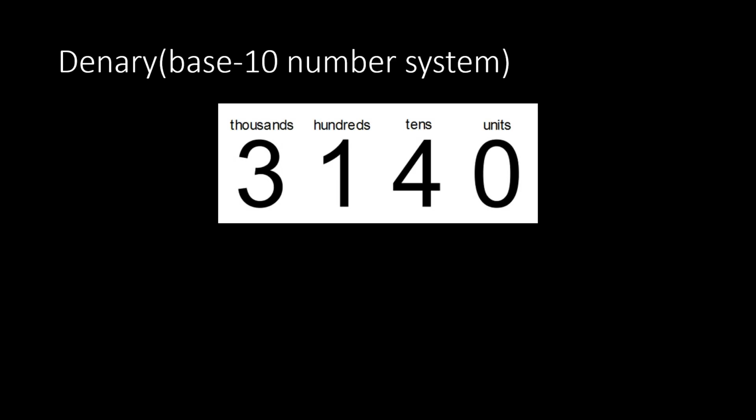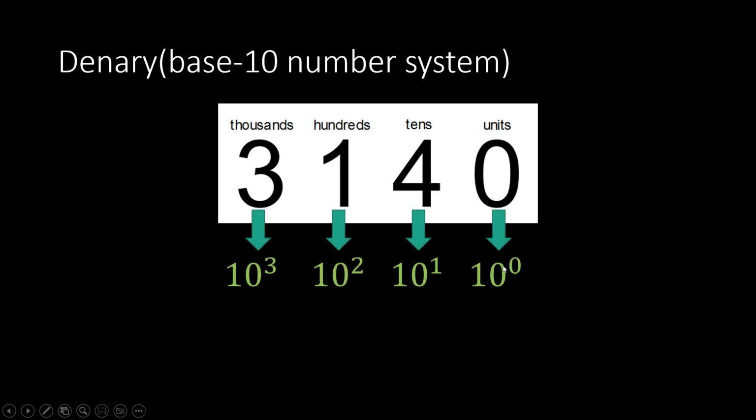Denary is a system that we are most familiar with. Imagine we have the number 3140, and each digit has its bit weight. The 0 has a bit weight of 10 to the power of 0, the 4 has 10 to the power of 1, the 1 has 10 to the power of 2, and the 3 has a bit weight of 10 to the power of 3. So we can also write this number as 3 times 1000, 1 times 100, 4 times 10, and 0 times 1. So denary is a base 10 number system, in which all these indices have a base of 10.